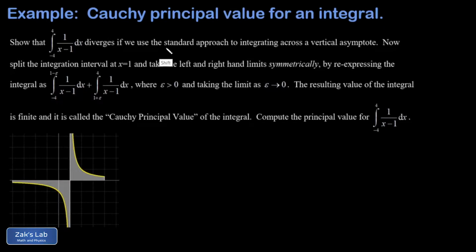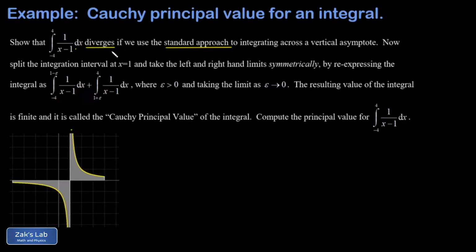So we have what I would call the standard approach, and that's where we split the integration interval at the problematic point, that's x equals 1, where the denominator vanishes and where we see a vertical asymptote in the graph. And then each of those integrals is an improper integral, and we evaluate each of those improper integrals. And actually what happens here is each of those diverges, and then we're forced to say the integral diverges.